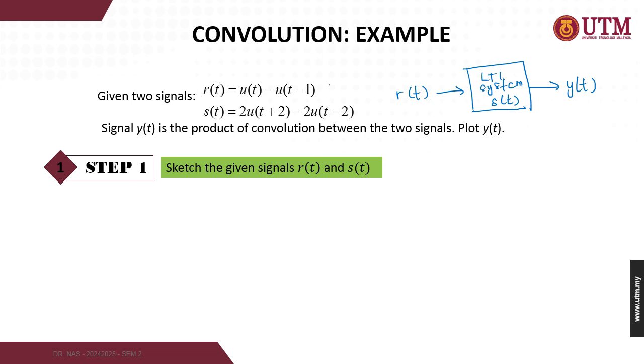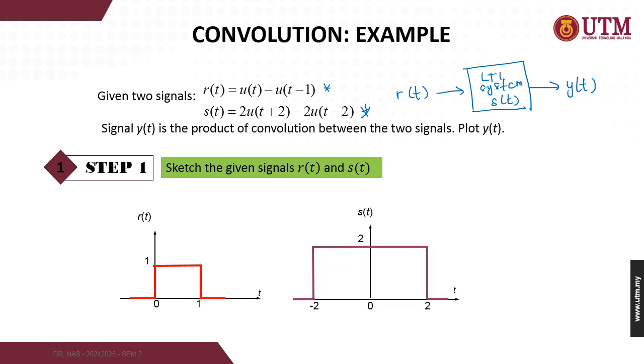So these are the equations for r(t) and s(t). Sketch these two signals first. This is r(t) equal to u(t) minus 1, and the second one as the equation shown above.